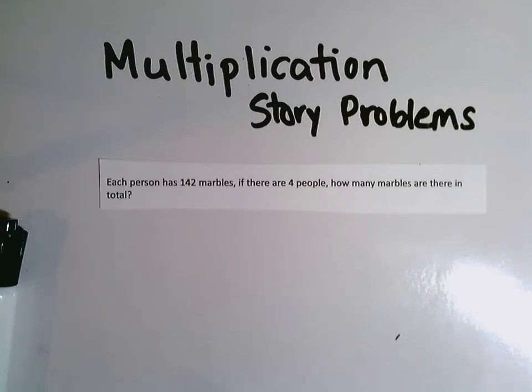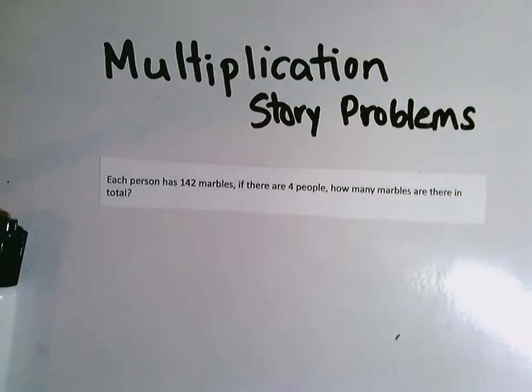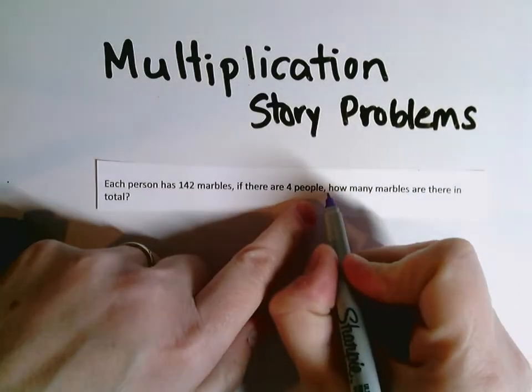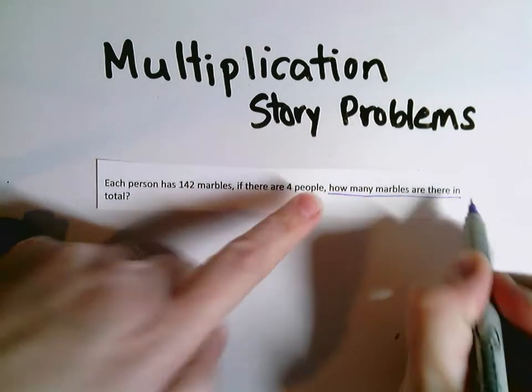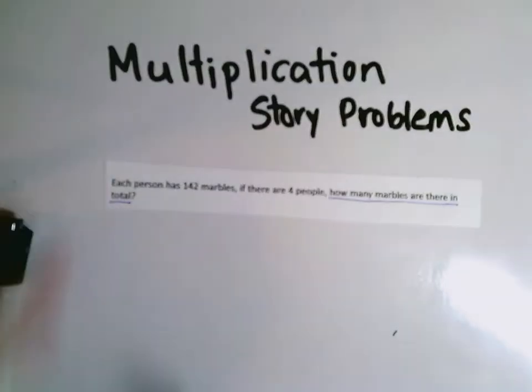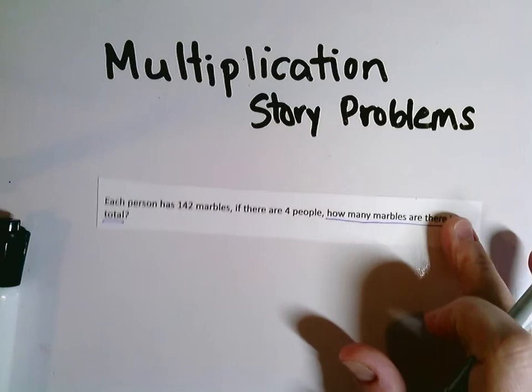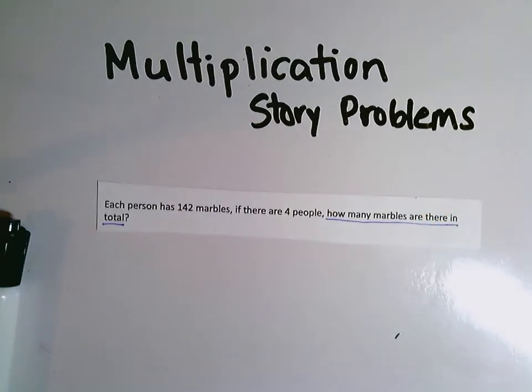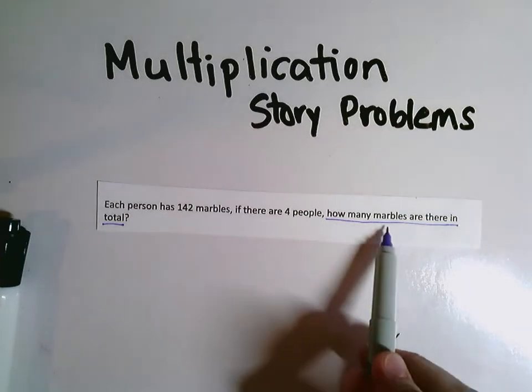Underlining the question. So first thing we're going to do is find the question. What is it asking me to find out? Well, I want to know how many marbles there are in total. That is our question. So that's the first thing we always want to do, is find out what it is asking me to do. Next, I'm going to go back and circle any information I might need to help me solve that problem. All right, so the question is how many marbles are there in total?